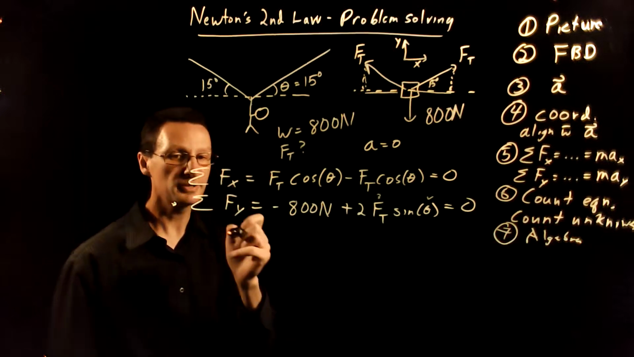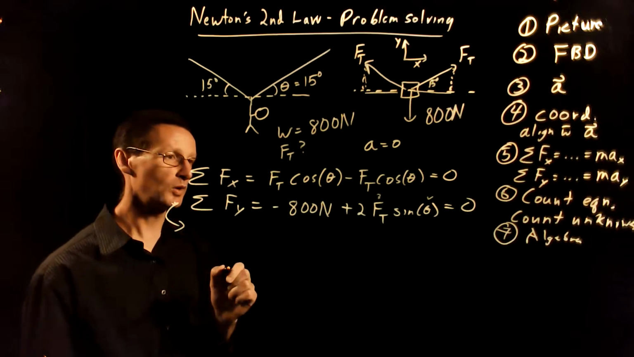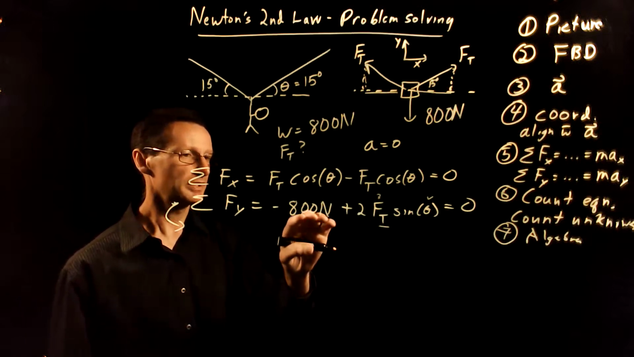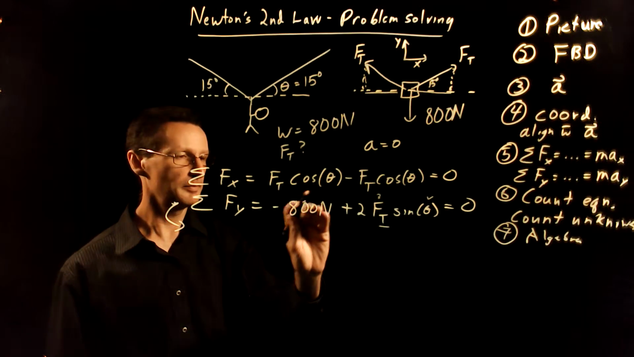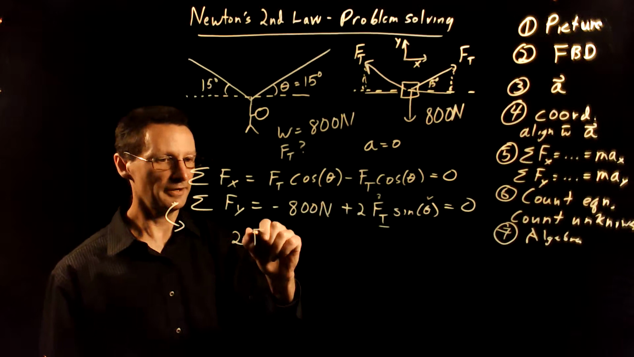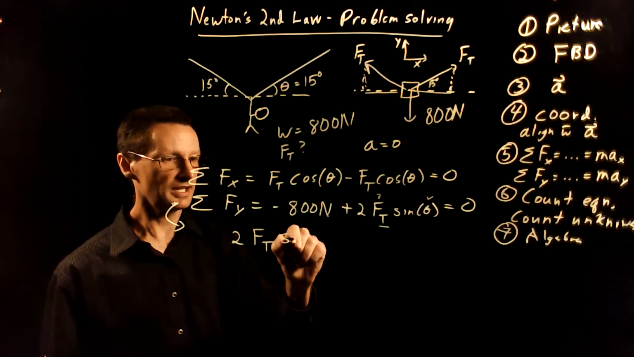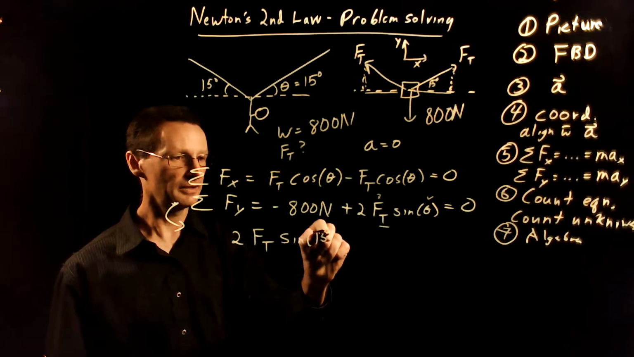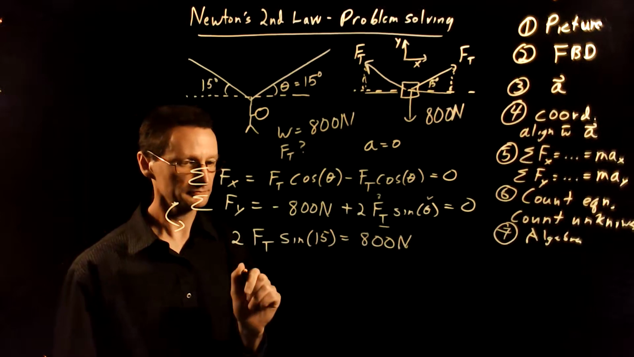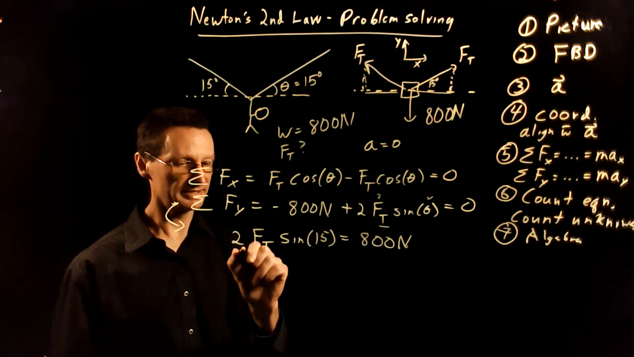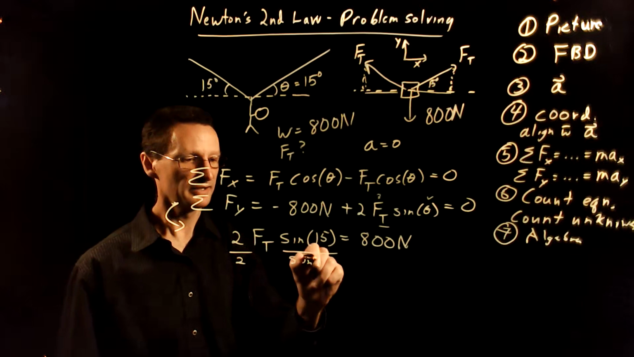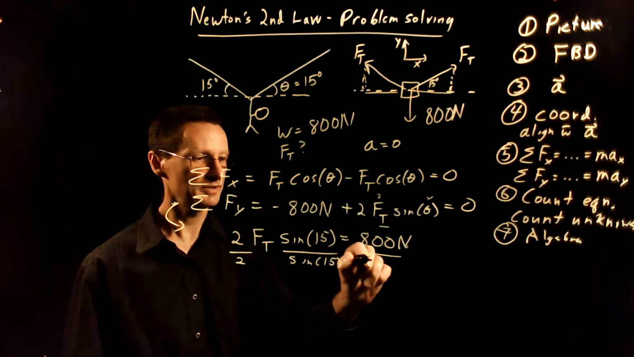Okay, so let's go ahead and do the algebra on this one to find the tension. So I want to solve for this one. I'm going to throw this on the other side. That's going to add 800 newtons to both sides of the equation. And I'll get 2 F_T sine of, I'll go ahead and put the angle in here, 15 degrees is equal to 800 newtons. I want to isolate this, so I need to divide both sides by 2 and divide both sides by sine of 15 degrees. So let me do that.